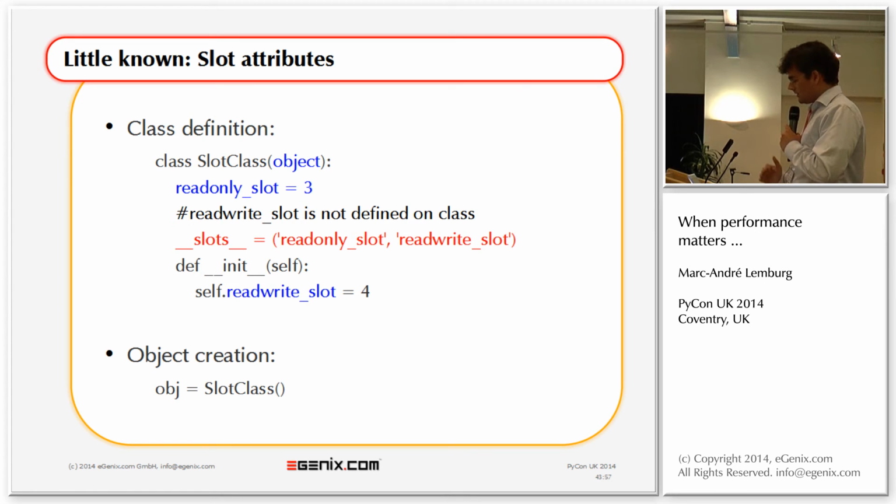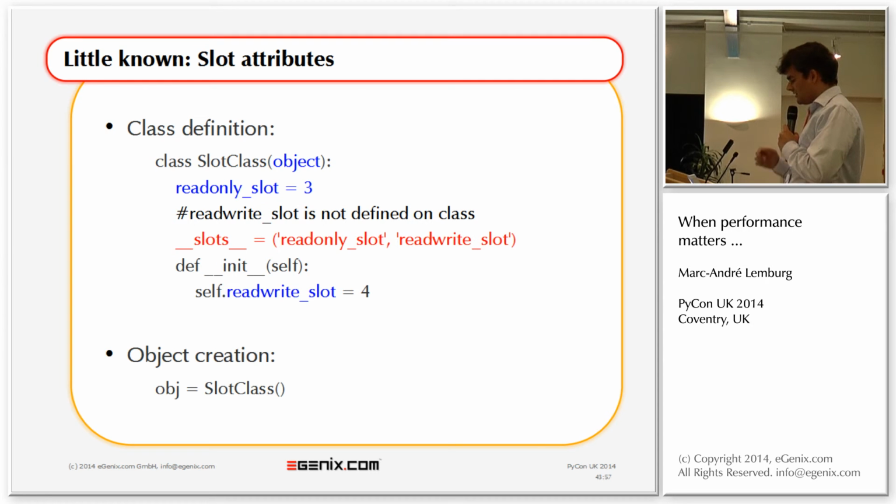Then there's something called slot attributes. How many of you know that one? OK, a few. It's very good. You should definitely have a look at those. This is an optimization that was added to Python a while ago. I think it was around the same time as these new style classes were introduced.